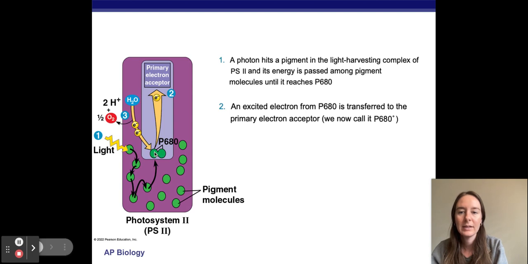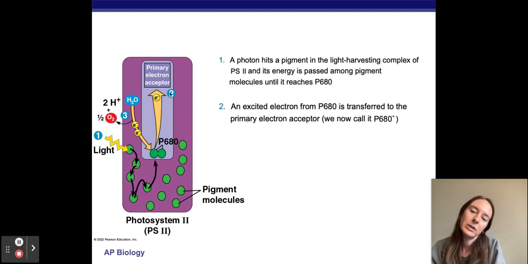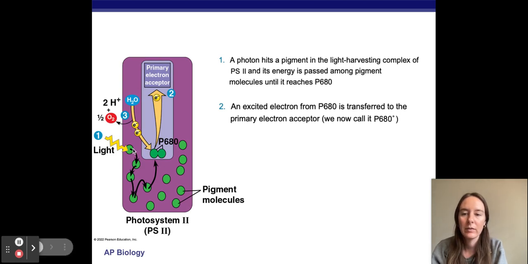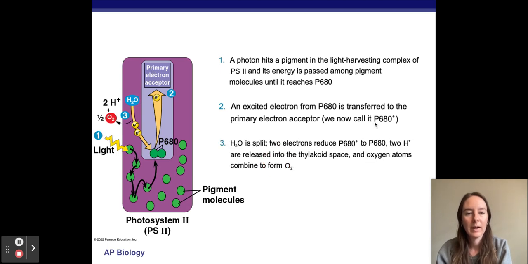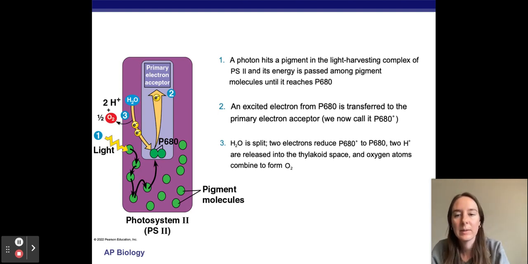And it's basically going to increase the energy of that electron so much, and eventually it's going to be accepted by this molecule called the primary electron acceptor. So our first excited electron, remember, means now it has a bunch of energy. So the electrons were excited by the sunlight, and it's eventually going to be accepted by our primary electron acceptor. You can also call it P680 plus, but really I just refer to it as the primary electron acceptor.